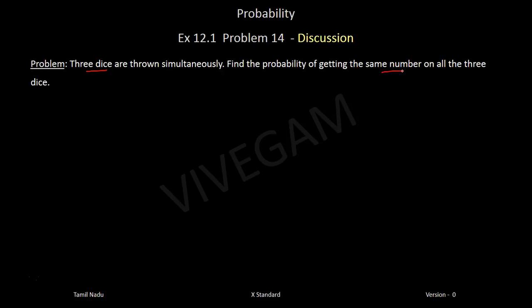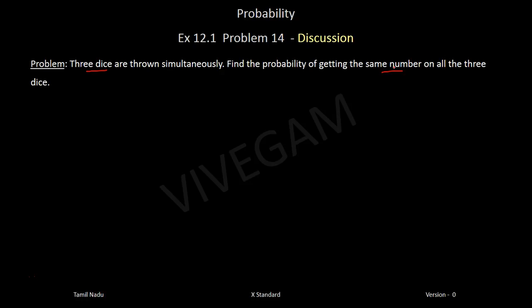The first die can give 6 possible outcomes. The second die also can give you 6 possible outcomes, like 1, 2, 3, 4, 5 or 6. It can be one of these things. The third die also can give us 6 possible outcomes. So when all 3 are thrown together, the number of outcomes will be 6 into 6 into 6, that is 216 outcomes are possible.